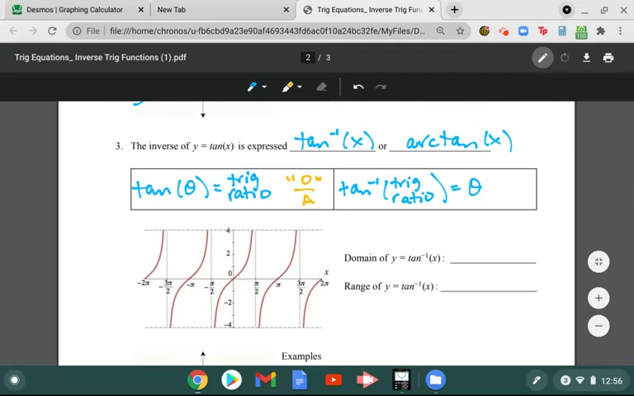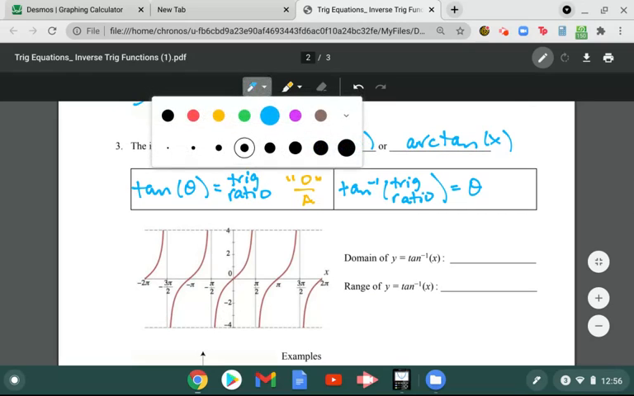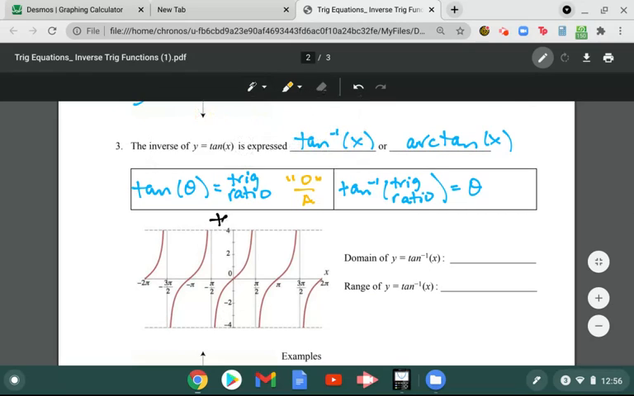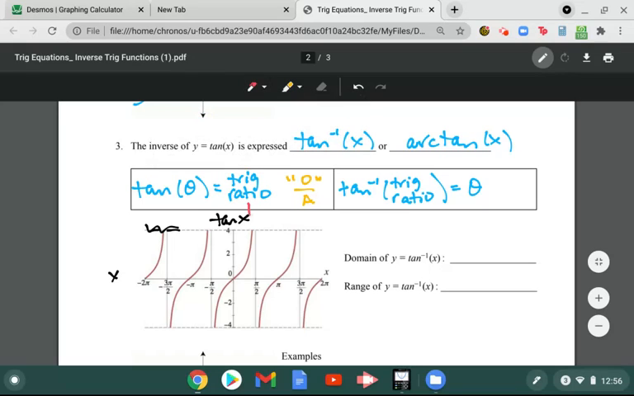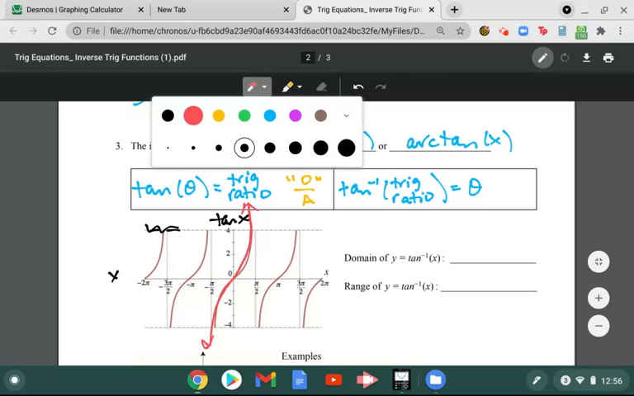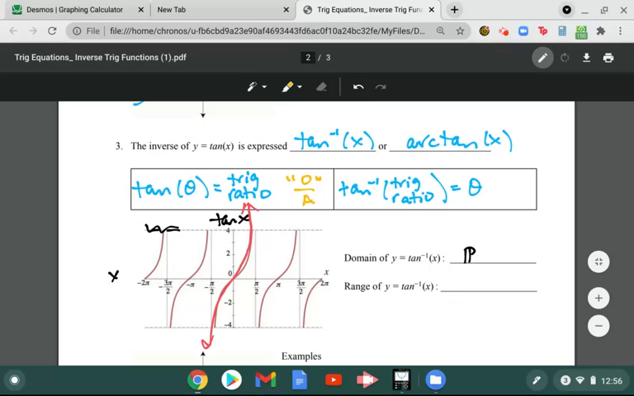I know on this graphic that I have here, and this is just for tangent, they do have this dotted line here, but it really doesn't mean anything. These tan curves go up forever. They happen to be asymptotic, but they do go up forever. So those trig ratios could be anything. So this would be all real numbers.